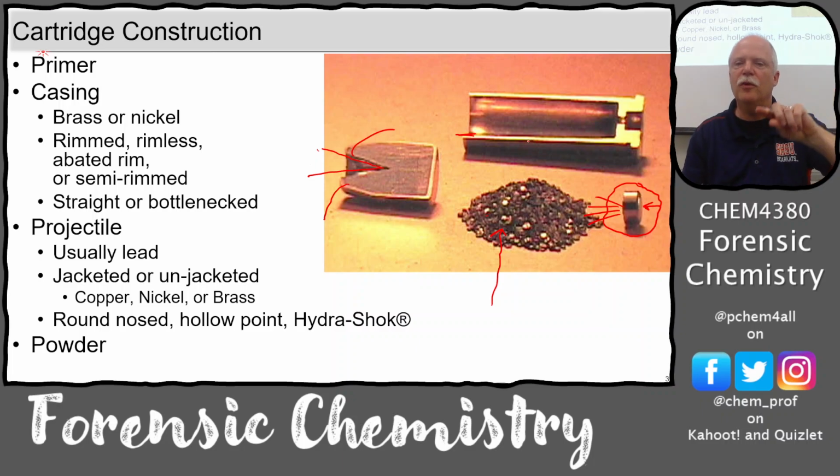And so the more twist rate, the faster the bullet spins, but the slower it comes out because there's more drag. So it's a trade-off for accuracy. So that's a cartridge.